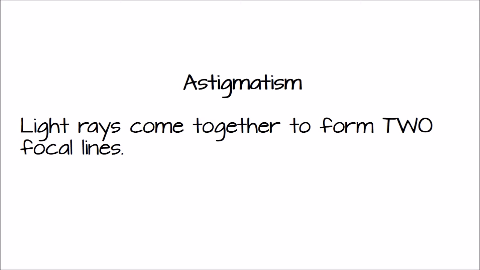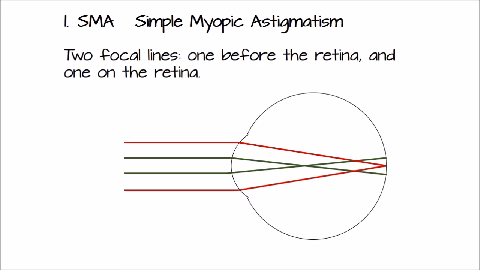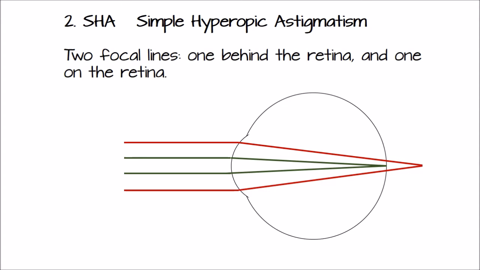Now in an astigmatic eye, light rays form two focal lines. I want to discuss 5 basic types of astigmatism. In simple astigmatisms, one focal line is on the retina. In simple myopic, one's on the retina and one's in front of the retina, somewhere in the vitreous. In simple hyperopic astigmatism, one focal line is on the retina and one is focused somewhere behind the retina.